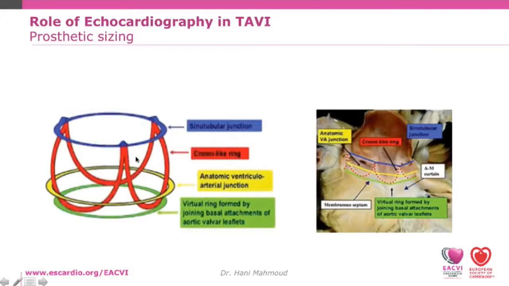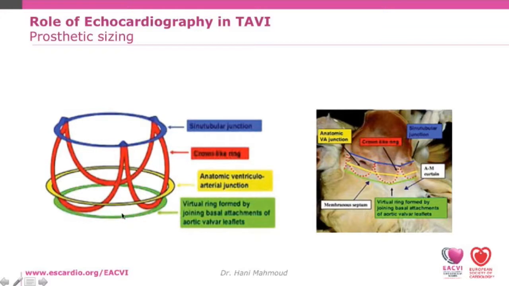This image is very important and very illustrative from the guidelines paper, showing the anatomy of the aortic root. We all know that the aortic root, starting from the annulus down to the sinotubular junction, above which is the ascending aorta, below which is the LVOT. We have four imaginary rings here. We have the imaginary ring attaching the basal part of the leaflets, and this is the one that we are interested in during measurement of the aortic annulus for TAVI.